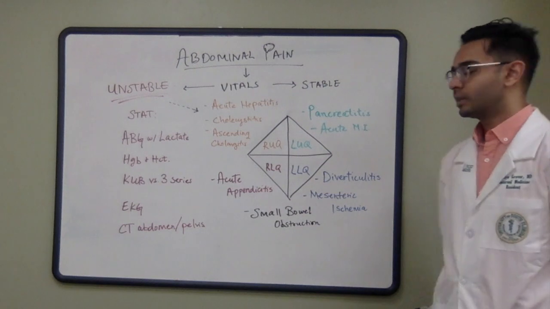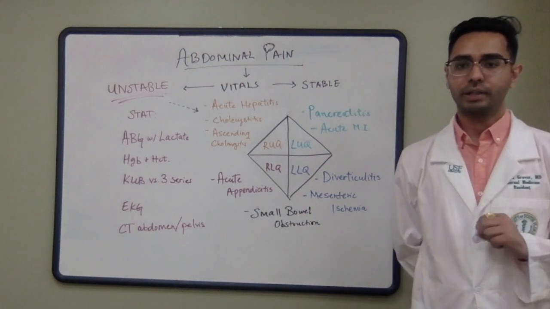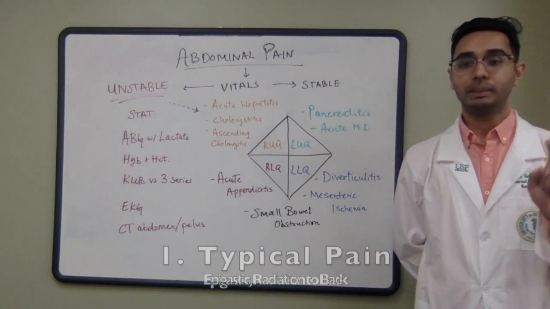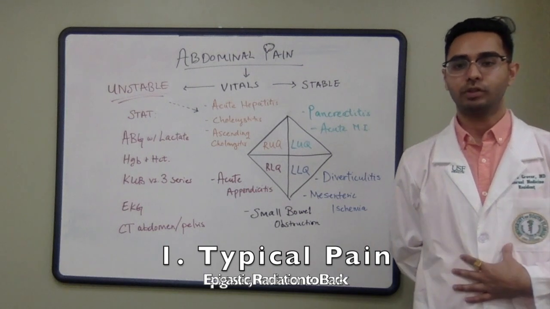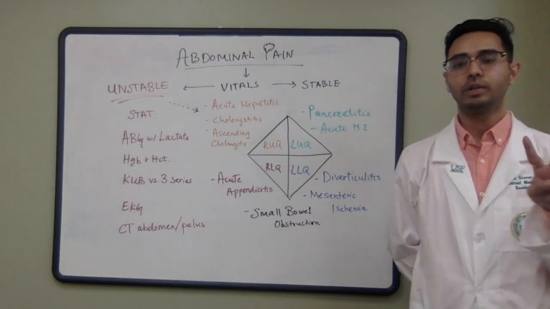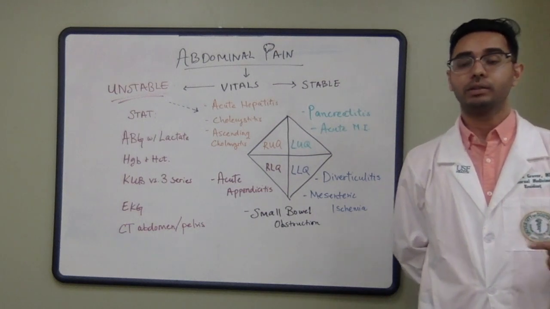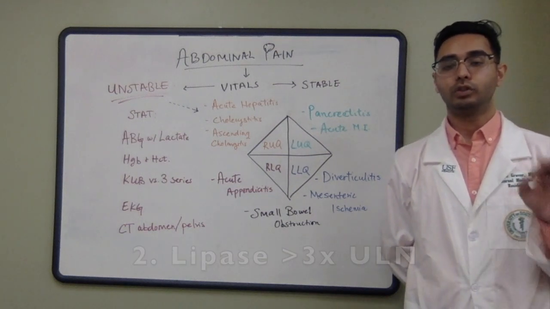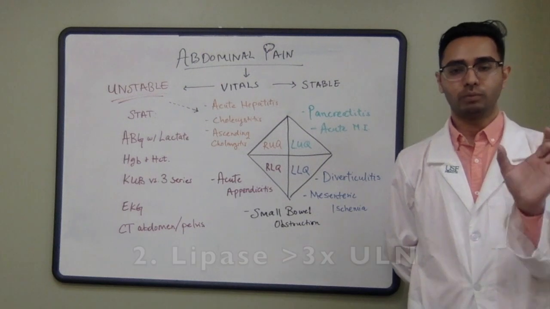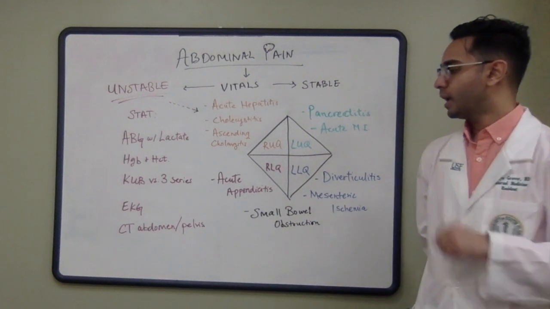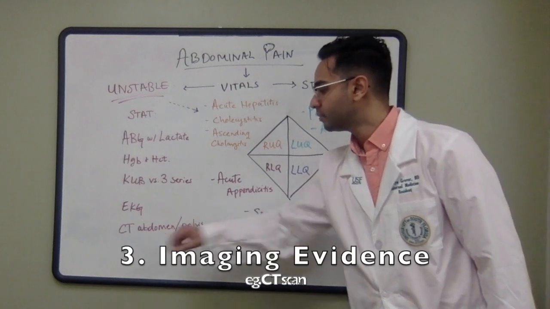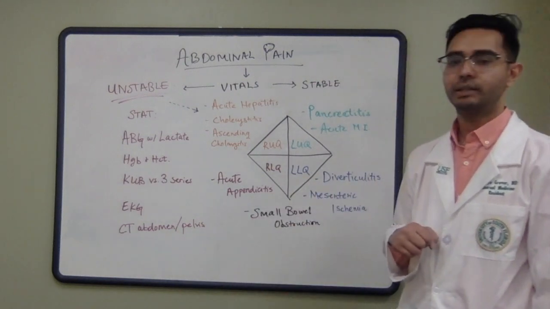For pancreatitis, you need to meet 2 of 3 diagnostic criteria. The first is pain typical of pancreatitis, epigastric pain with back radiation. Second, you want to have the amylase or lipase greater than or equal to 3 times the upper limit of normal for that lab reference range. And third, imaging evidence, a CAT scan that's consistent with the diagnosis.